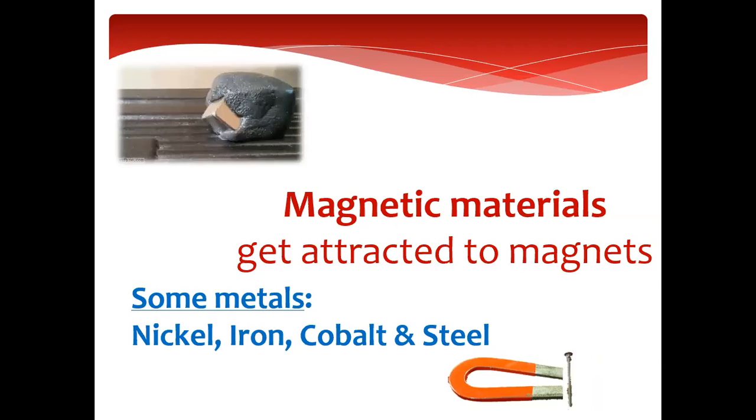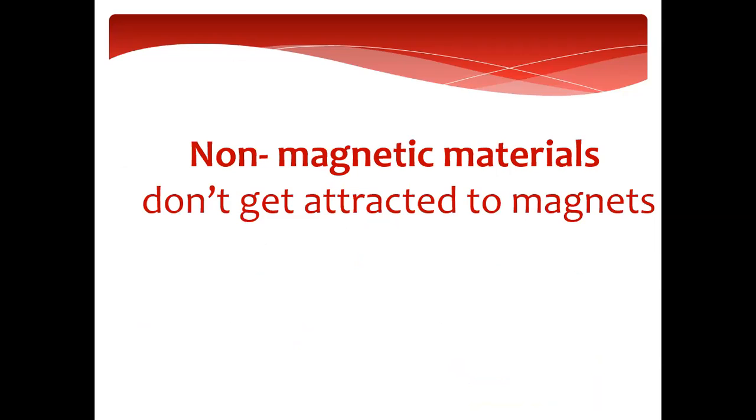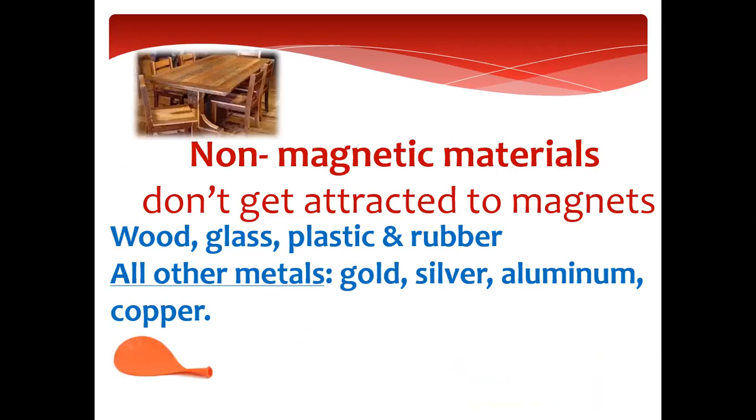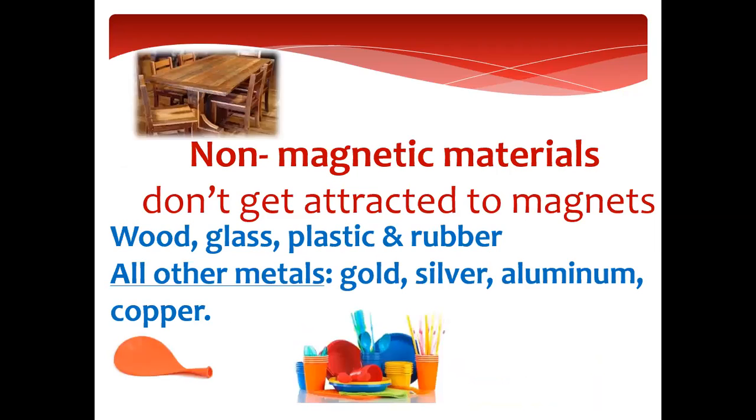Okay? What about non-magnetic materials? Non-magnetic materials are not attracted to magnets. They will not be stuck to the magnet from the beginning. Like what? Many examples, like wood, glass, plastic, rubber, and all other metals other than the magnetic ones. Like what? Like gold, silver, aluminum, and copper.